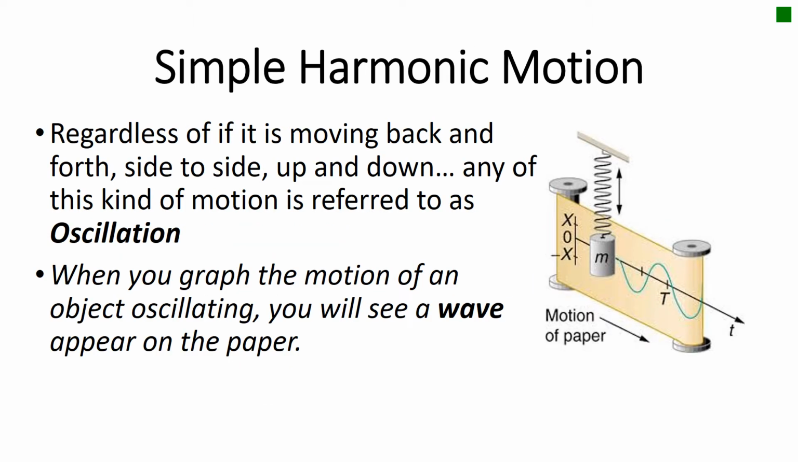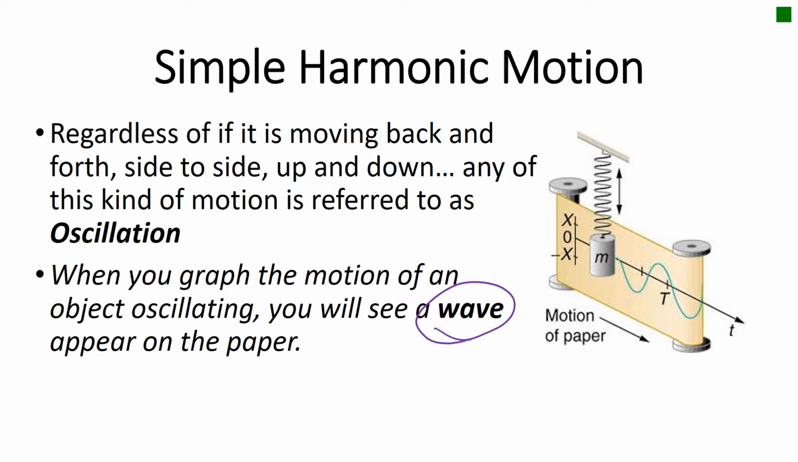Regardless, a simple harmonic motion is called an oscillation, whether it is moving up and down, up and down, or back and forth, or side to side. All of those are harmonic motions. It doesn't matter the direction as long as you keep going back and forth. And actually, if you graph it, what you end up getting is a wave. We're going to be focusing on the waves.